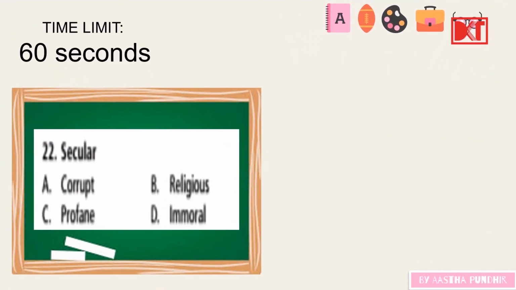Okay, next up we have secular. Here the options are corrupt, religious, profane and immoral. Secular, I am pretty sure you know, like a secular nation which respects all the religions equally. India's definition of secularism involves respecting all the religions and not discriminating against any religion. That's what India's constitution says.